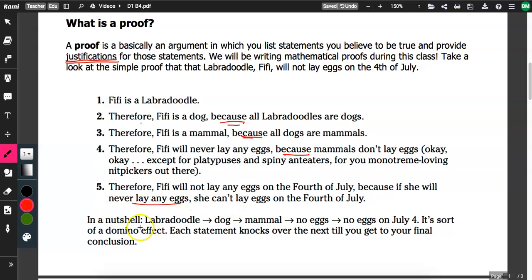So, in a nutshell, the Labradoodle is a dog, which is a mammal, which means no eggs, which means no eggs on July 4th. It's a domino effect. Each statement knocks over the other until you get to your final conclusion. I know logically I could have said from the beginning, the Labradoodle is not going to be laying eggs on July 4th, but we need each statement in between to show the reasoning, the justification of how we got to this ultimate conclusion. Okay?